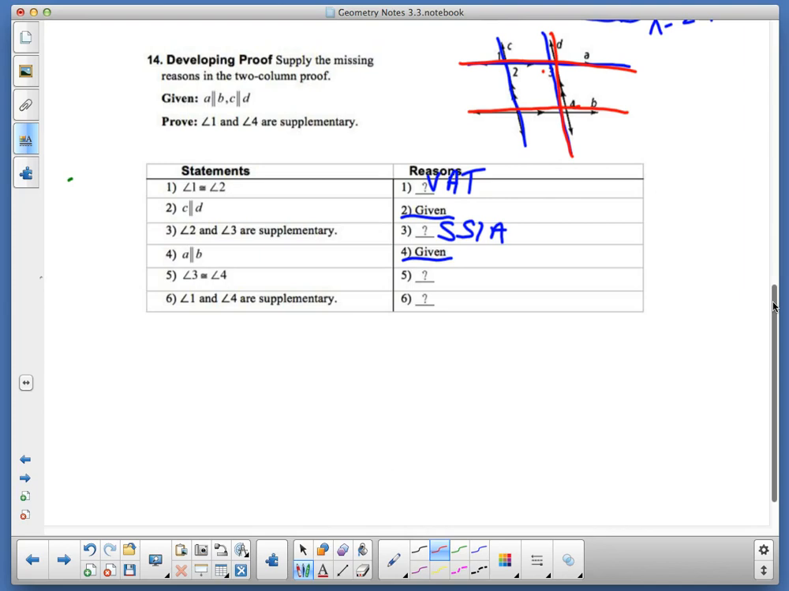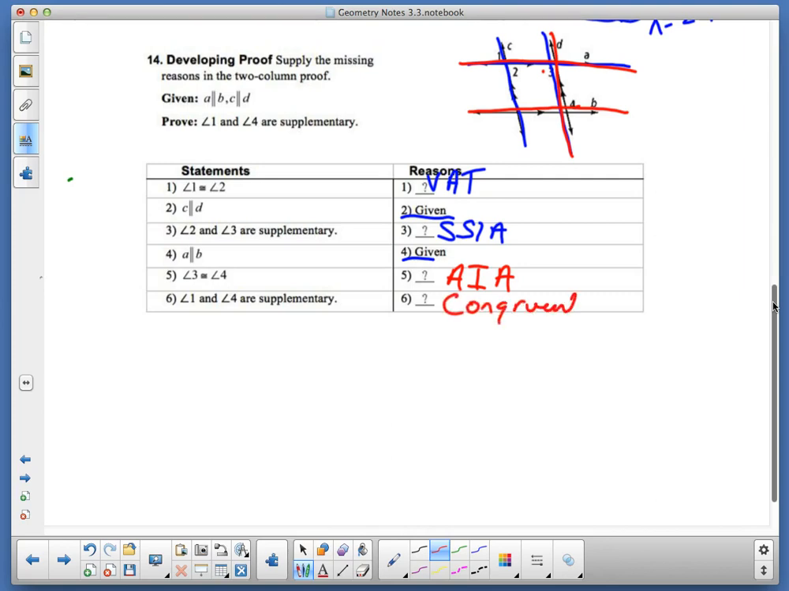So we're talking about alternate interior angles. Now, this last one might be new. Some people see it maybe as a substitution, but you're really substituting two congruent things in a situation where they are supplementary. So when I'm doing this, you want to make sure you're thinking about congruent supplements.